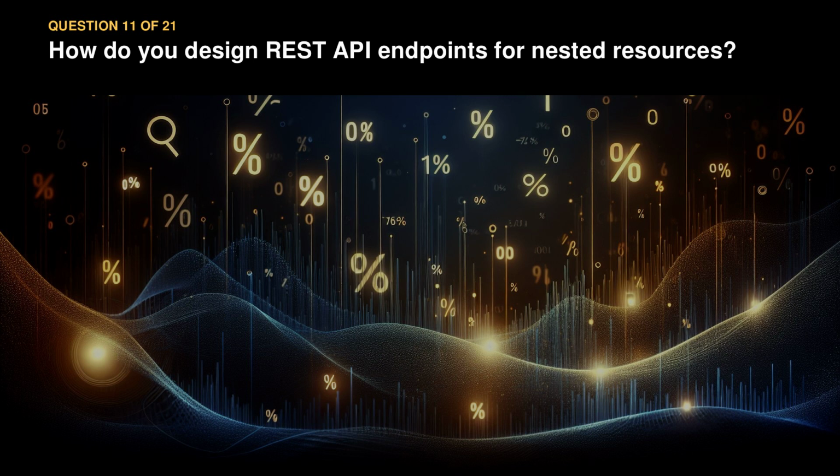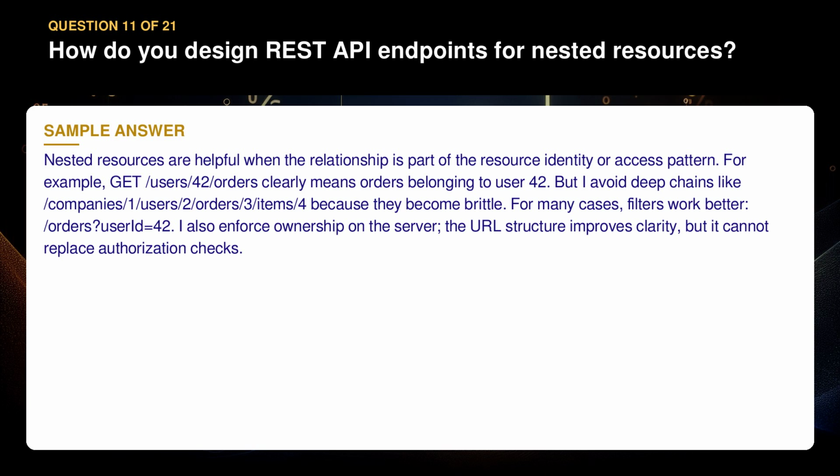How do you design REST API endpoints for nested resources? Nested resources are helpful when the relationship is part of the resource identity or access pattern. For example, GET /users/42/orders clearly means orders belonging to user 42. But I avoid deep chains like /company/1/user/2/order/3/item/4, because they become brittle.